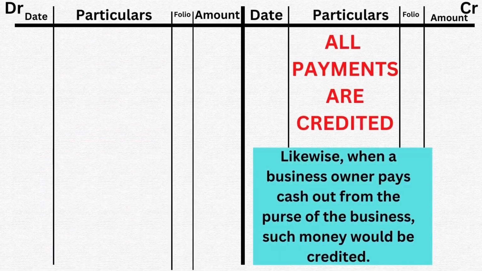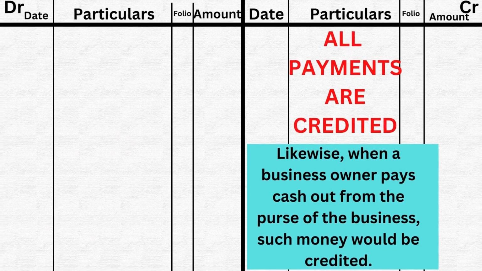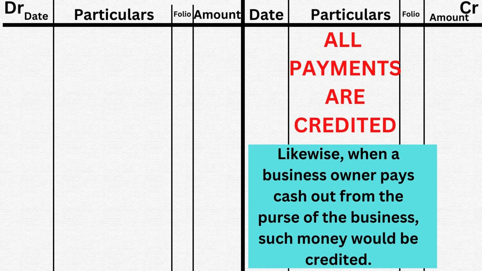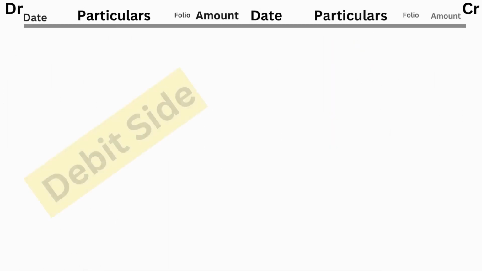Now to the credit side. All payments are credited. Likewise, when the business owner pays cash out from the purse of the business, such money will be credited. That is, all cash transactions paid out are credited. In a nutshell, all transactions that decrease the cash or that result in cash outflow in the business are recorded on the credit side of the cash book.